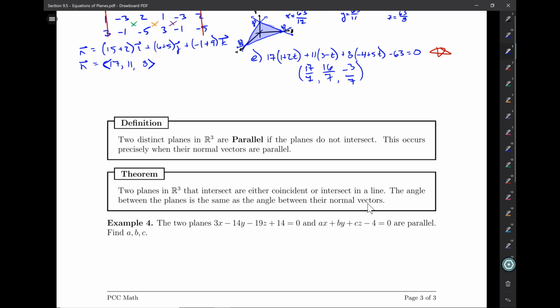And it turns out that we can actually measure the angle between these planes by looking at the angle between their normal vectors. This is really helpful because we actually have some methodology for finding the angle between two vectors. That's something that we studied in a previous video. So if you ever wanted to find an angle between planes, this is a way to do it. Now, let's finish with this last example.